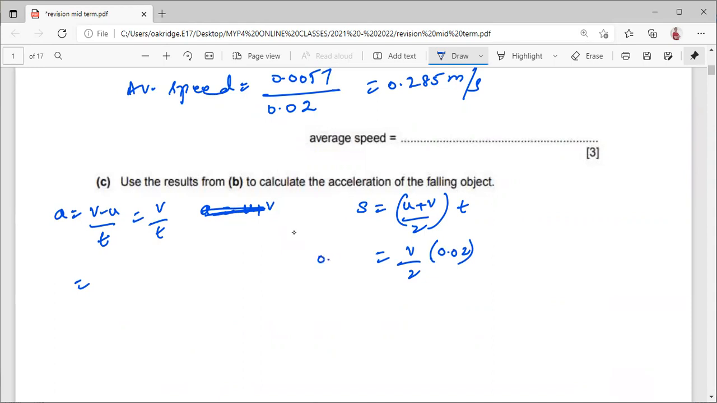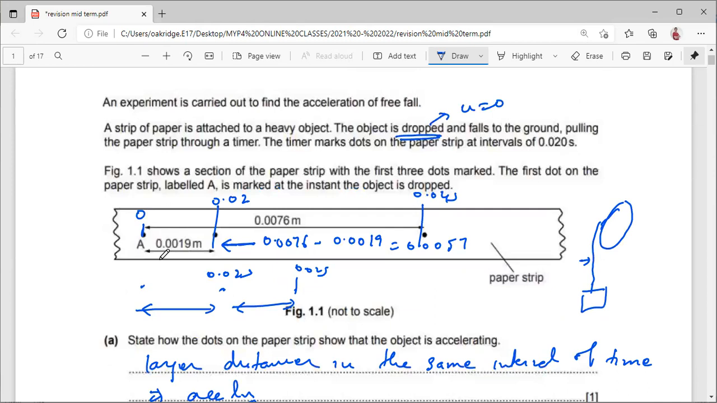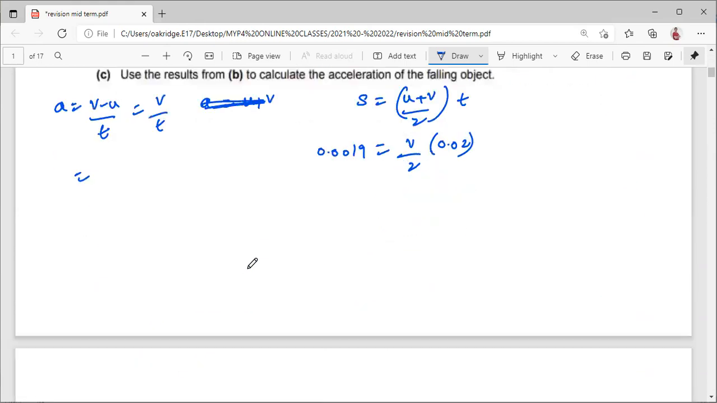And what is the distance? 0.0019. How did I get this? So look here, 0.0019 is equal to U plus V divided by 2 into time taken. Okay, now let us start with this. So therefore, which means that V should be equal to 2 into 0.0019 divided by 0.02. Now let us calculate that value. 2 multiplied by 0.0019 divided by 0.02, whose answer is 0.19.